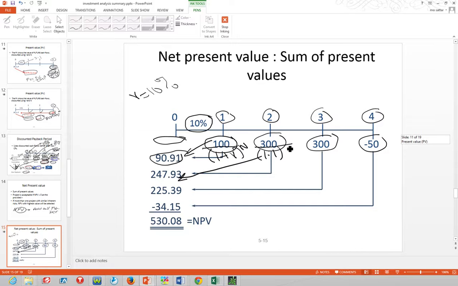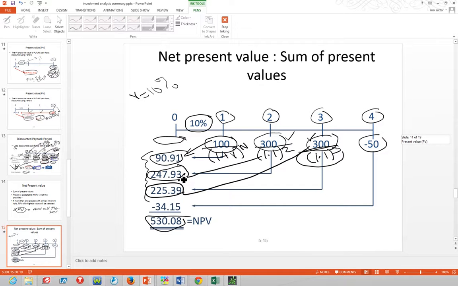Discounted cash flow for this 300, even though these two are the same numbers, obviously when we're dividing by 1 plus R raised to 3 this time, and this one is 2, obviously this is a bigger number, and hence you will expect that discounting will be more. So the further away it is in time, the less value it has for today. And that's why the discounted cash flow for 300 in year 3 is less than the discounted cash flow for 300 in year 2. And then finally this number over here. Then we add up all the discounted numbers, and when you add them up, you get positive 90.9, 247, 225, and minus 34. That's called NPV.